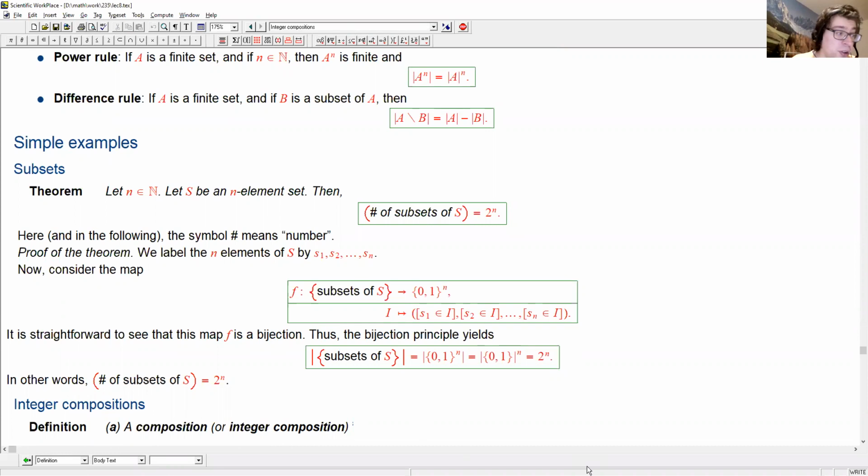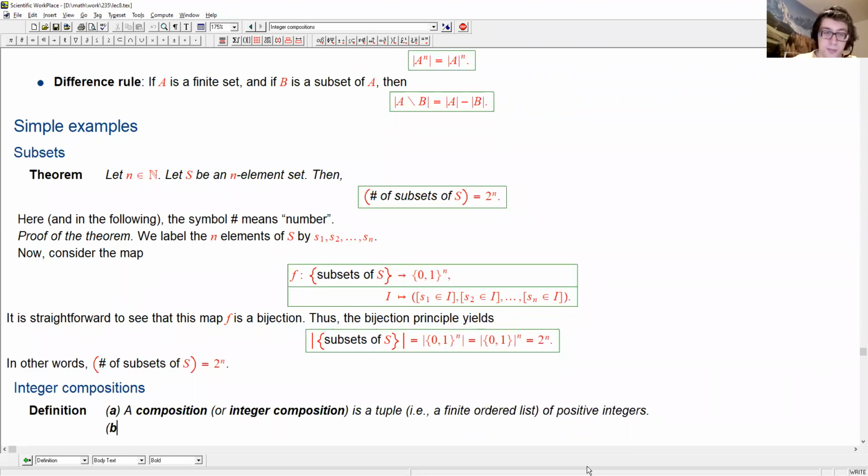So a composition is a tuple, that is a finite, ordered list of positive integers. Generally, when I say list, I mean ordered list. Furthermore, let n be a natural number. A composition of n means a tuple of positive integers whose sum is n.